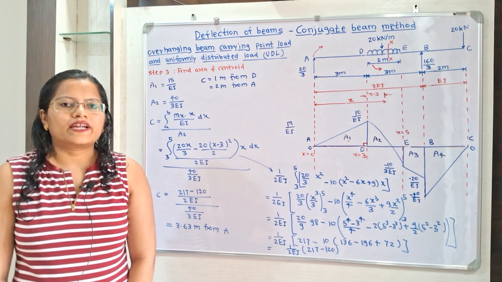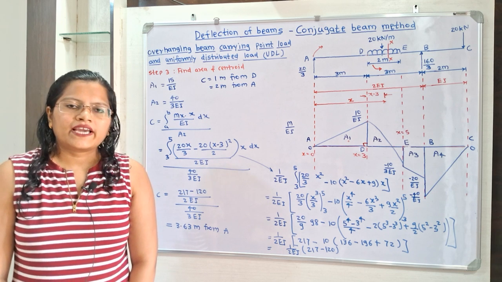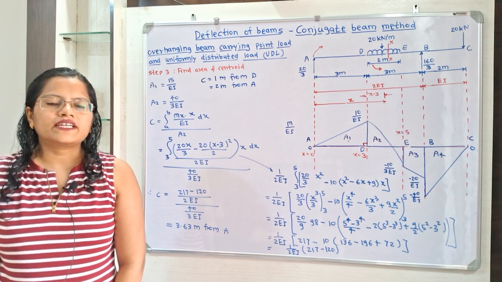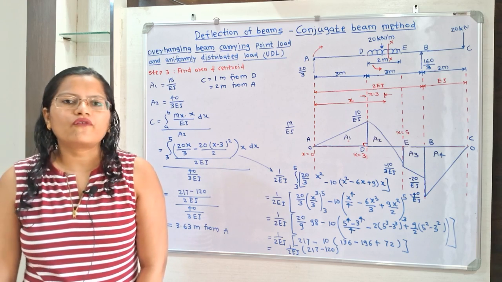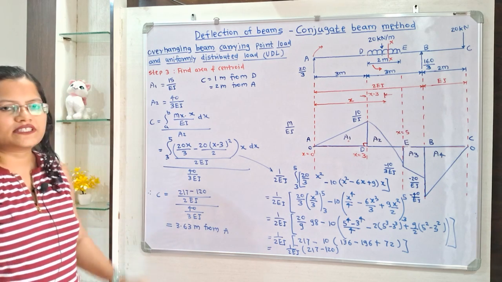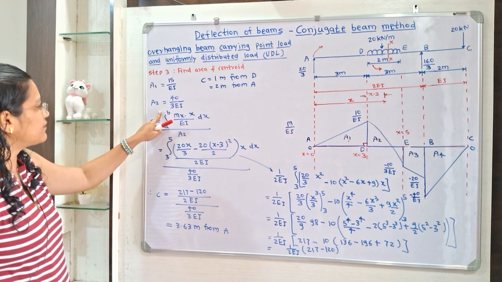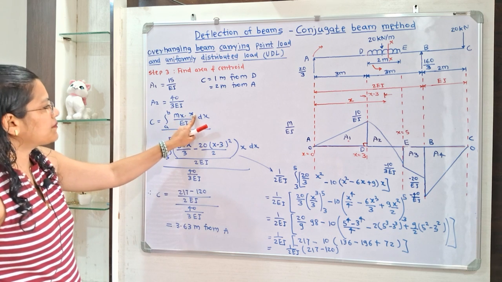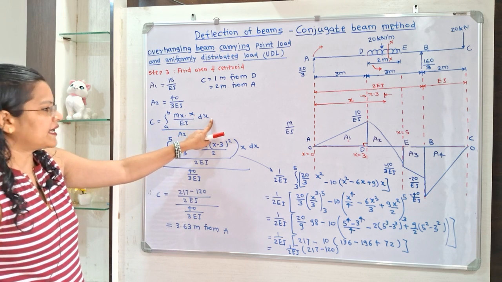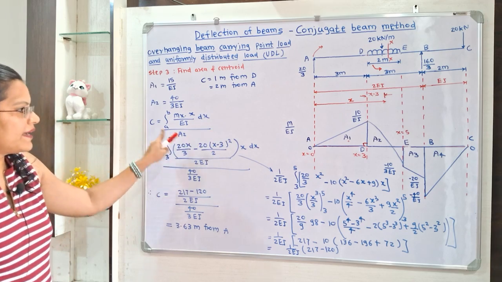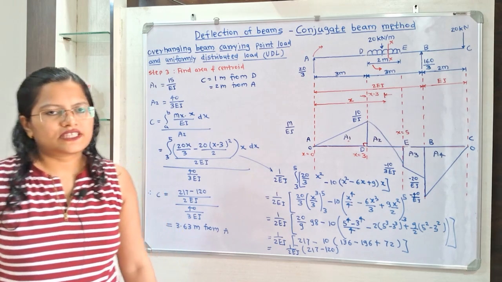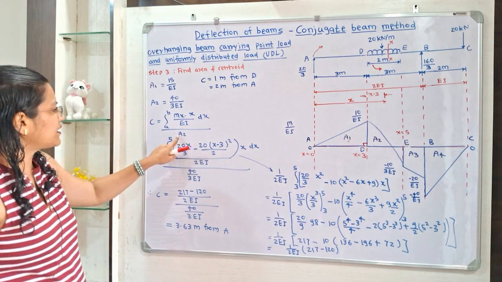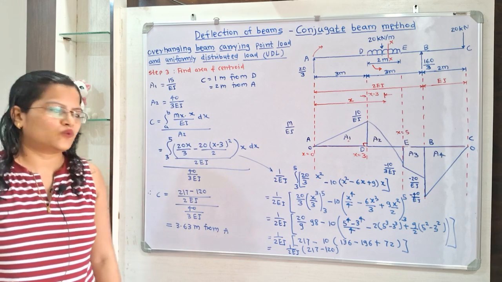Now we will calculate the centroid for the area in between the section DE. So we will use the integration method. So we have formula to calculate centroid C. So centroid C is equal to integration from A to B, Mx multiplied by x by EI into dx divided by area of that section. So here in this case area is A2. So we will write here area A2.